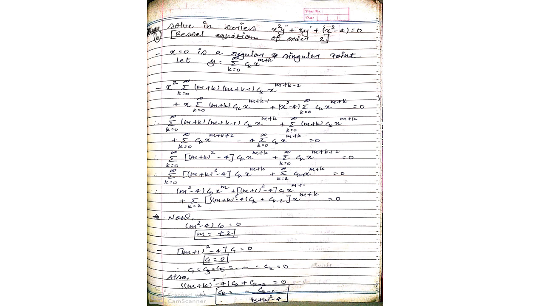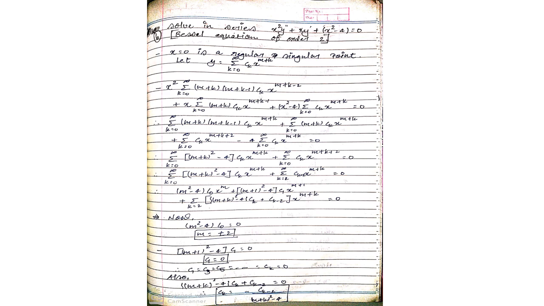So for the series solution, here I am getting singular points, so its series solution will be y equals to summation k equals to 0 to infinity c k x raised to m plus k. Now for the next step, see the equation. Here y dash and y double dash are also given, right? So apply both derivatives, y dash and y double dash, and then put all the values in equation number 1.